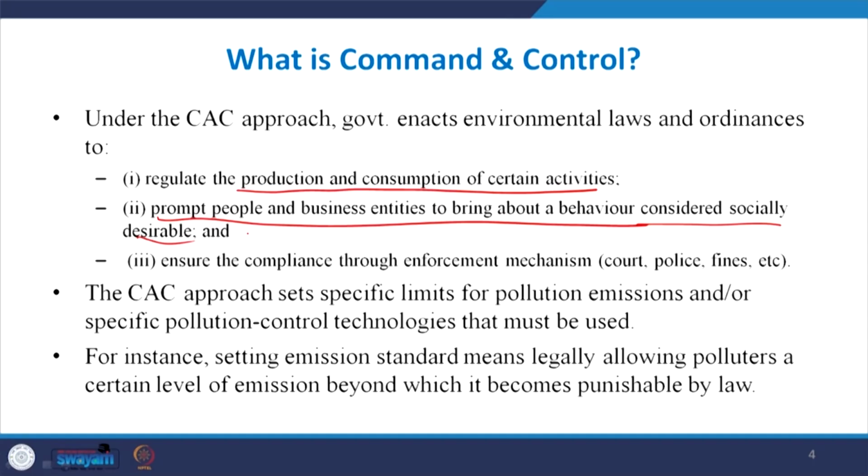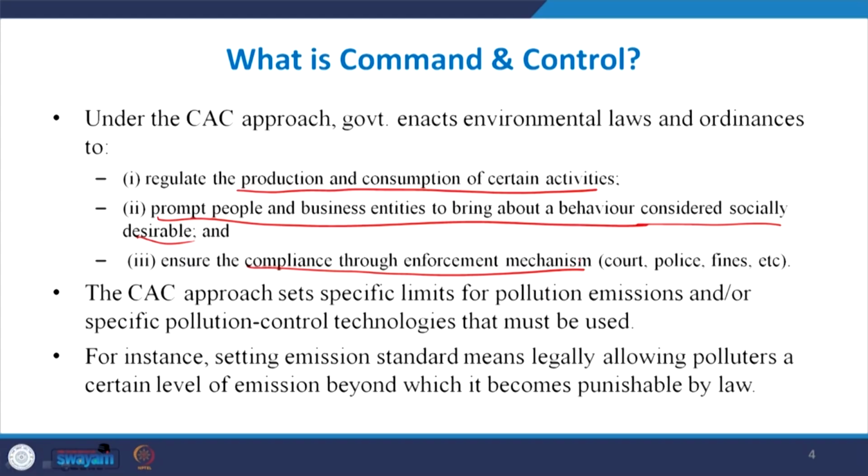Third, to ensure compliance through an enforcement mechanism. If somebody is not complying with the direction of the government, then that company can be punished, and we have a system of court, police, fine. So, different kinds of institutional mechanisms can be set up by the government, so that the polluters comply with the order of the government or the regulation set by the government.